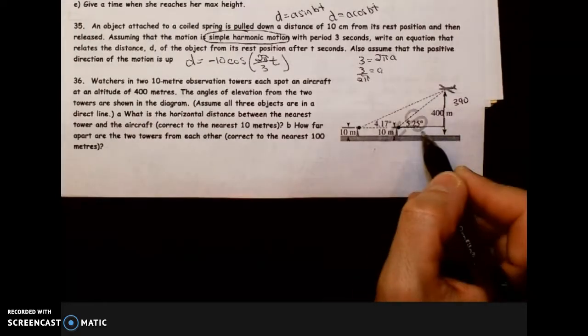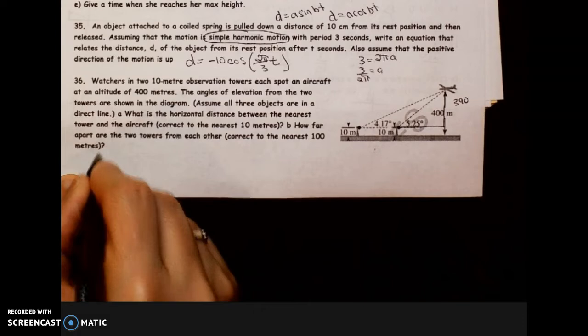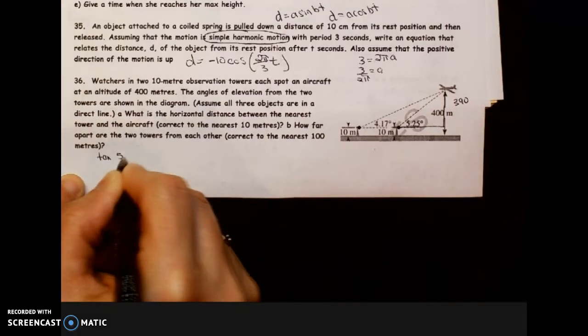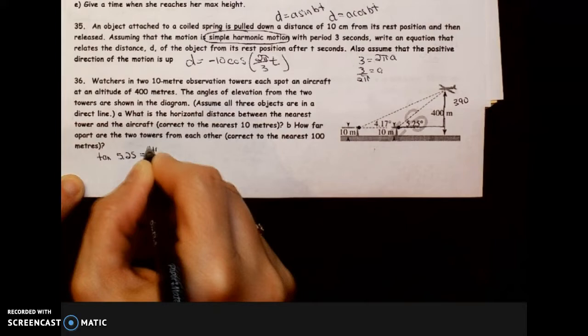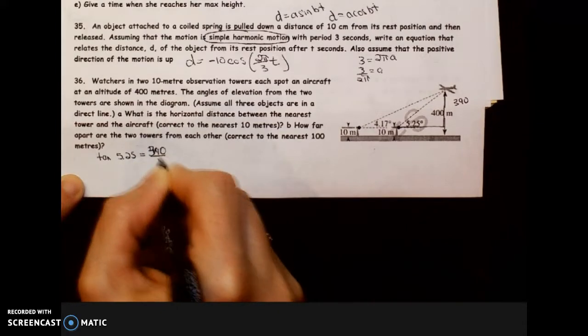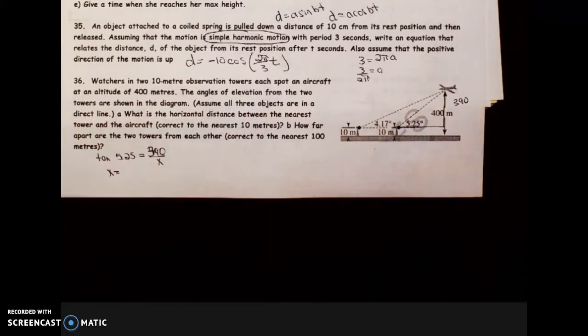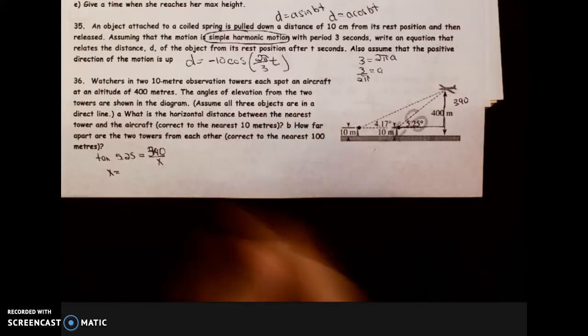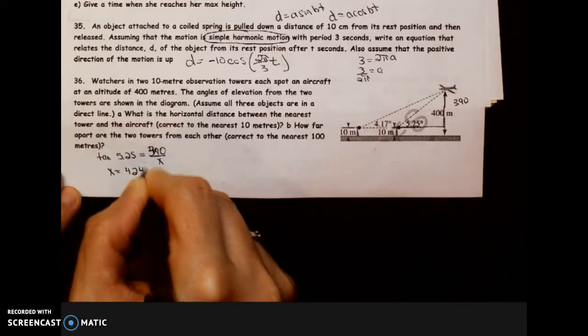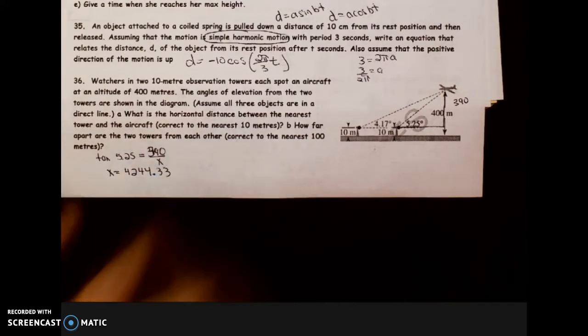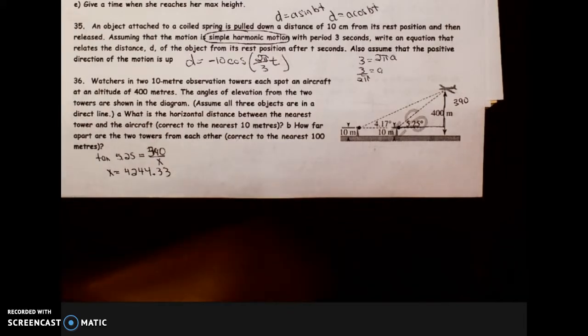We have opposite over adjacent, that's tangent. So tangent of 5.25 is equal to 390 over x. Let's go ahead and plug that in. We get 4,244.33.